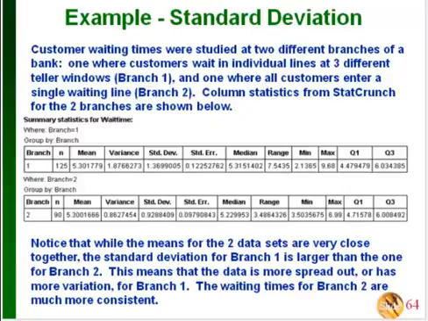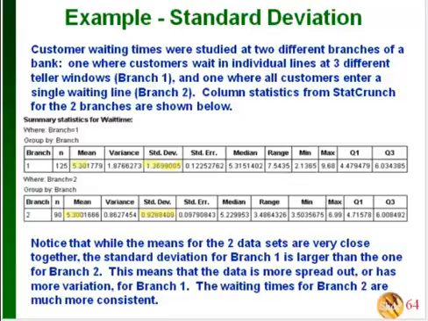So our standard deviation is about 1.37. In branch 2, where the customers waited in one single line, the standard deviation is only approximately 0.93. So the means are really close. We have a mean of about 5.3 in each case, but the standard deviations are quite a bit different. Since the standard deviation for branch 1 is bigger, that means that the data was more varied. So there was more variation in how long the customers had to wait.